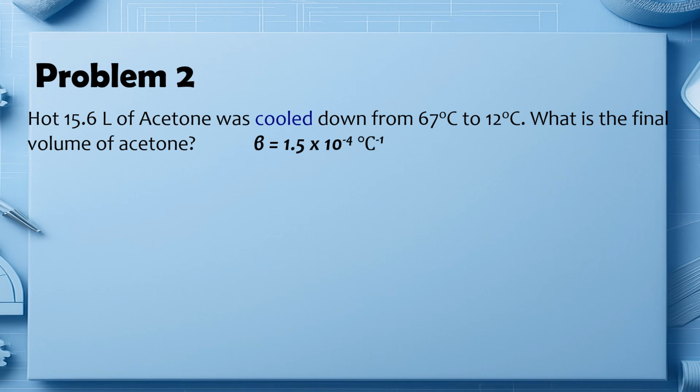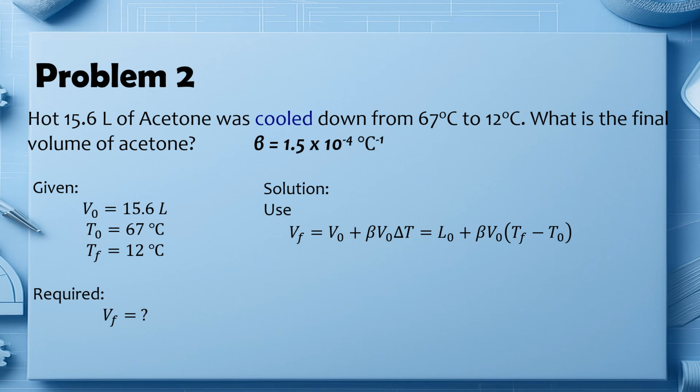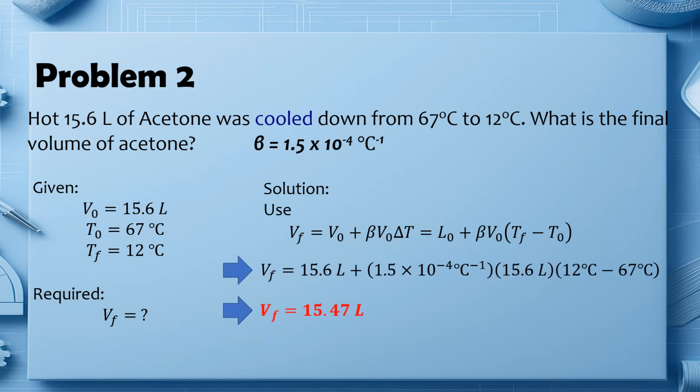A 15.6 liter of acetone was cooled down from 67 degrees Celsius to 12 degrees Celsius. What is the final volume of the acetone? We are given the beta for acetone. From the formulas, we get the final volume of the acetone is 15.47 liters.